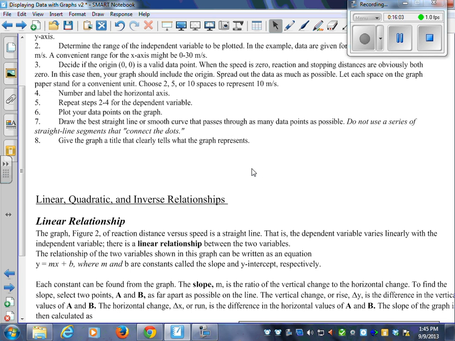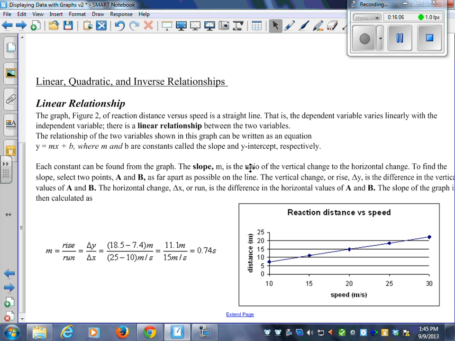Let's look at different kinds of relationships here. I'm going to yak for about another 5 or 10 minutes, and then you're going to have a chance to do so. Linear, quadratic, and inverse relationships. 3 kinds. Linear. The graph, figure 2, of reaction distance versus speed is a straight line. That is, the dependent variable varies linearly with the independent variable. There is a linear relationship between the two variables.